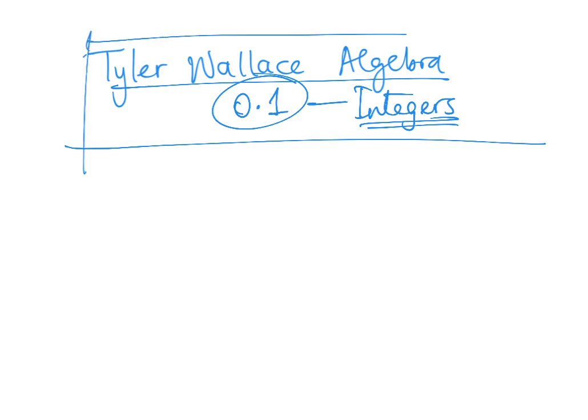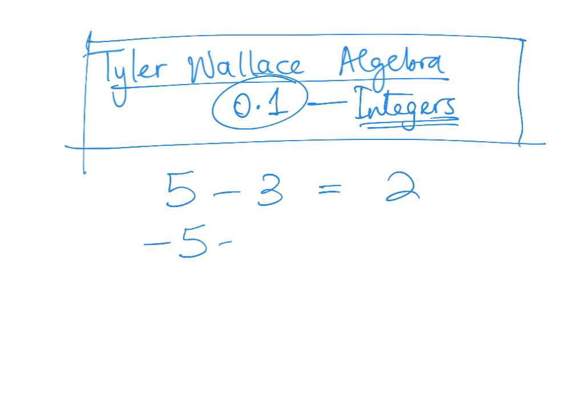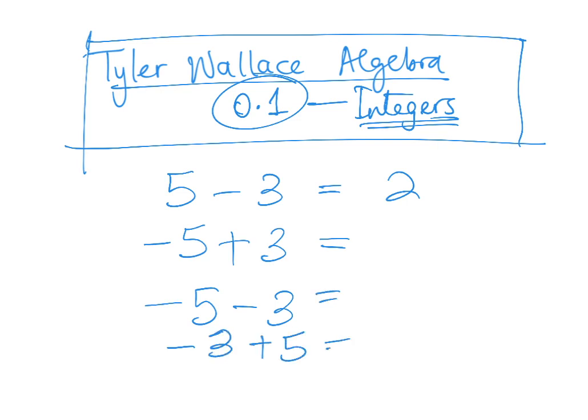In that book, examples are given of integers, how they work, and so on. But what I want to do now is talk about what happens when you have 5 minus 3. Well, we know that that's 2. But what if it's -5 plus 3? We'll come back to that situation. And what if it is -5 minus 3? And what if it is -3 plus 5? So let's look at these situations.